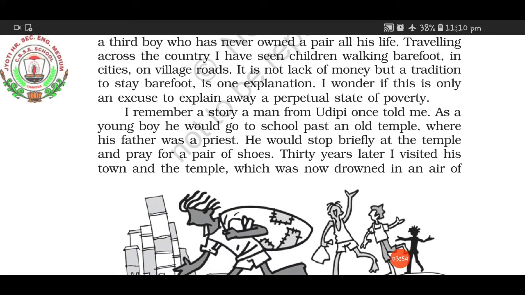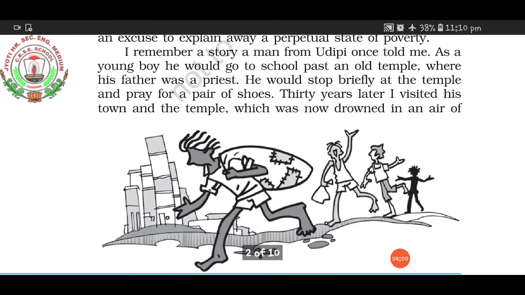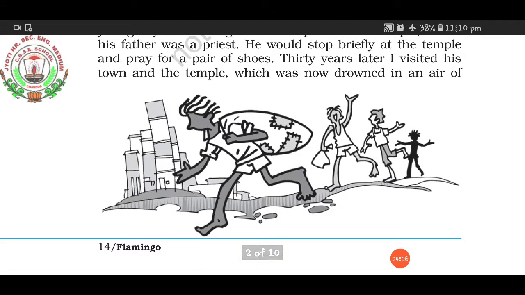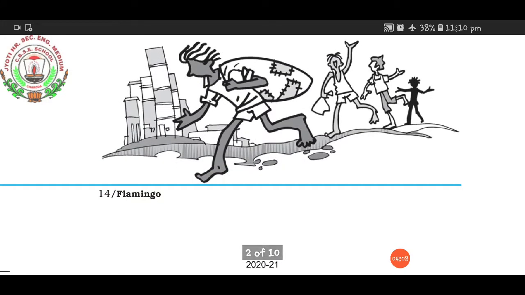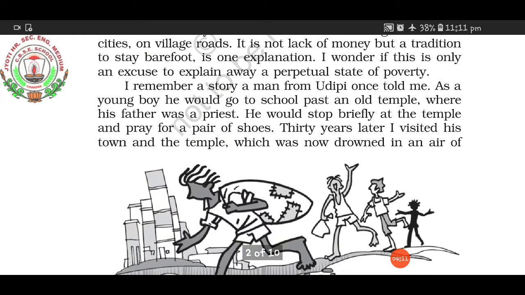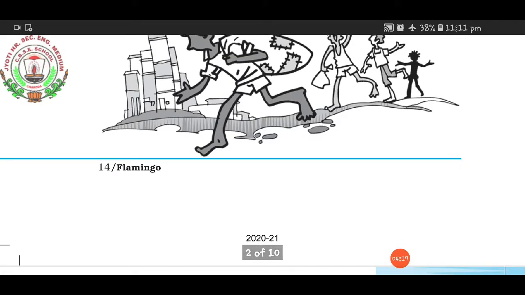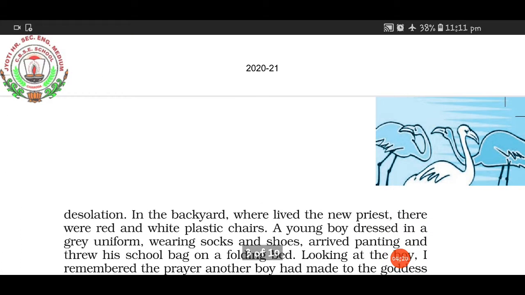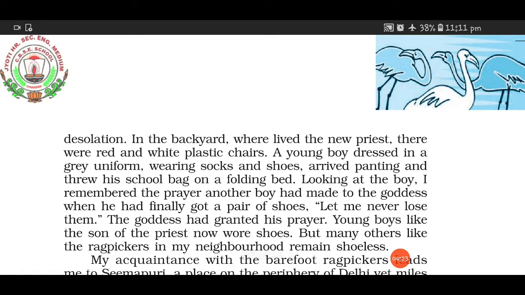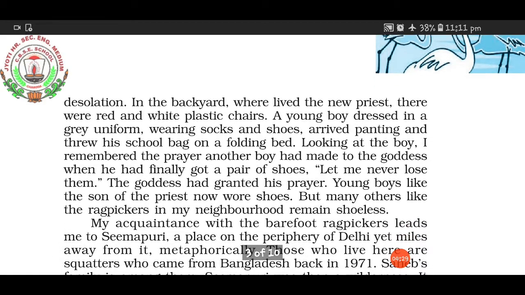She even narrated one story about a man from Udupi who once spoke to her and said that in his childhood, he was a priest's son. He wanted to have a pair of shoes, and every day before going to school on the way he used to pray to the goddess about the same. And when our narrator visited that place again, she found that this time, after some 30 years, the priest's son was having shoes, a school bag and all. She started thinking that the time has changed for the priest's son, but whether it has changed for many others or not.